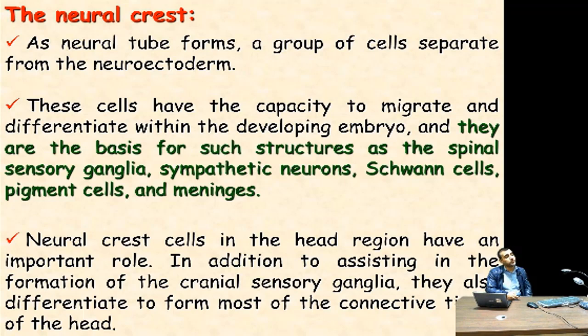Now the neural crest cells in the head region have an important role. In addition to assisting in the formation of the cranial sensory ganglia, they also differentiate to form most of the connective tissue of the head.